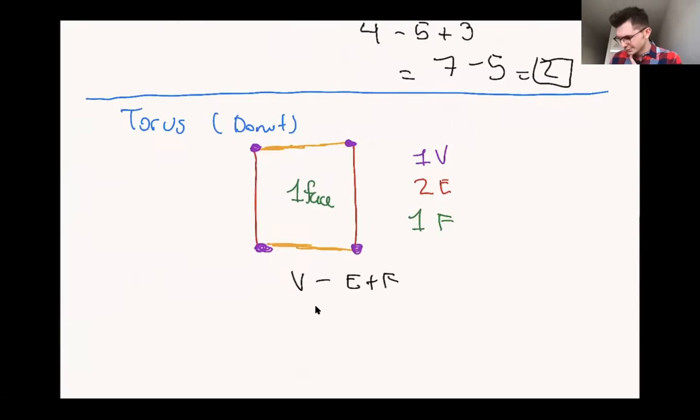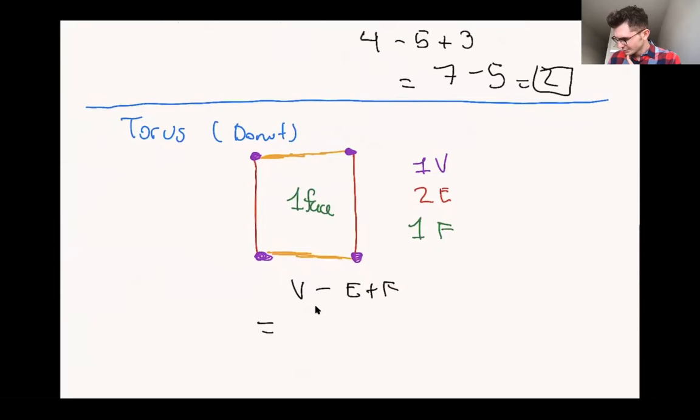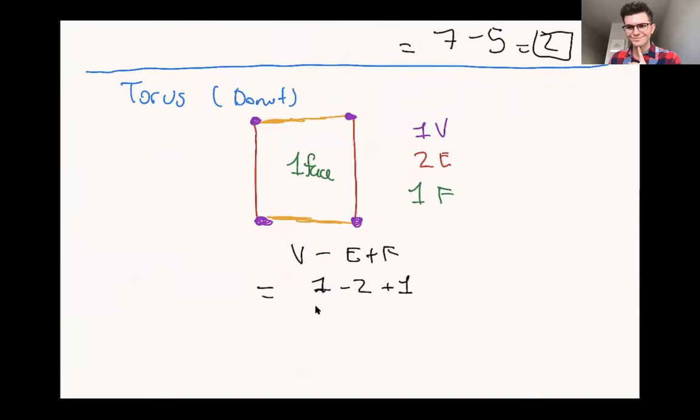What do you get here now? Zero. Yes. Finally. So it's not 2, right? So the Euler characteristic of a donut is 0.